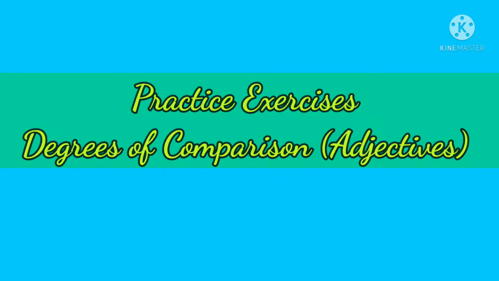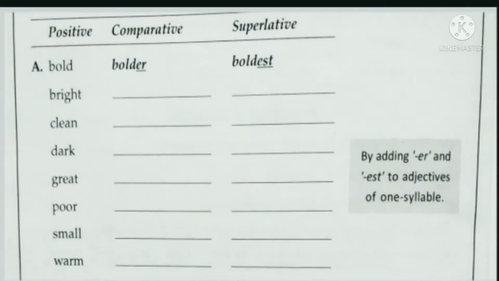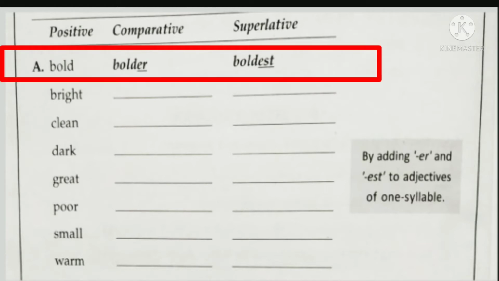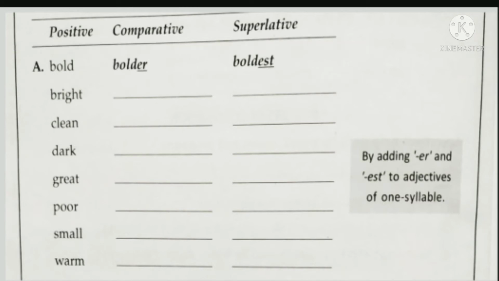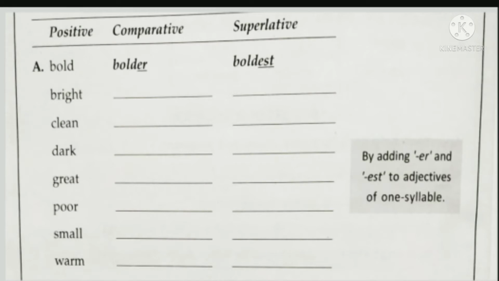So let's get started. So this is exercise A given on page number 162 of your book. Here you have to form comparative and superlative degrees of the positive degrees. Okay. So one example is also given here. Like the positive degree here is bold and the comparative degree of bold is bolder and the superlative degree is boldest. Okay. So the second positive degree is bright. So what is the comparative degree of bright? That is brighter and the superlative degree is brightest.